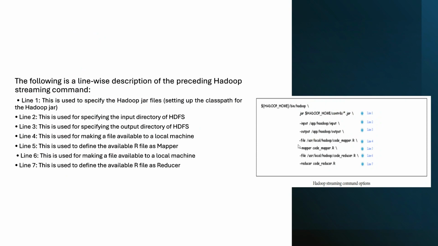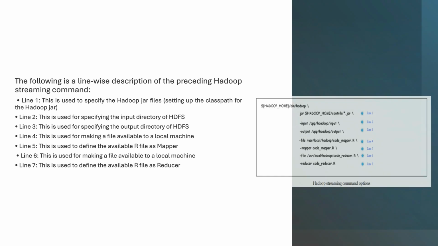The fourth line is -file /usr/local/hadoop/code/mapper.r. I have changed this here; we just renamed it as mapper.r. This is for making the file available to the local machine, and then running and showing the output. The fifth line indicates that we are defining the available file to the mapper. The sixth line is used for making the file available to the local machine, and the seventh line, as we can see, defines the available R file to the reducer. So these are the types of commands that we need to give to the Hadoop command.